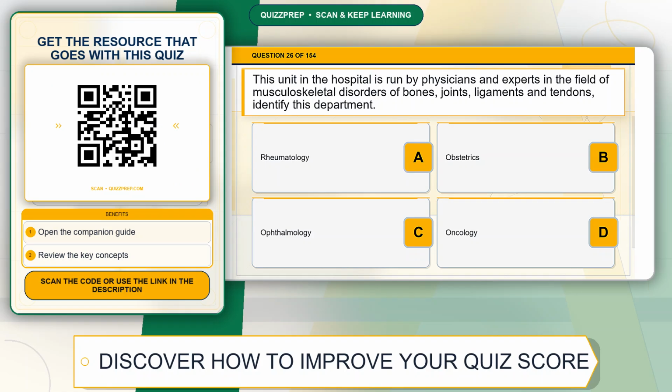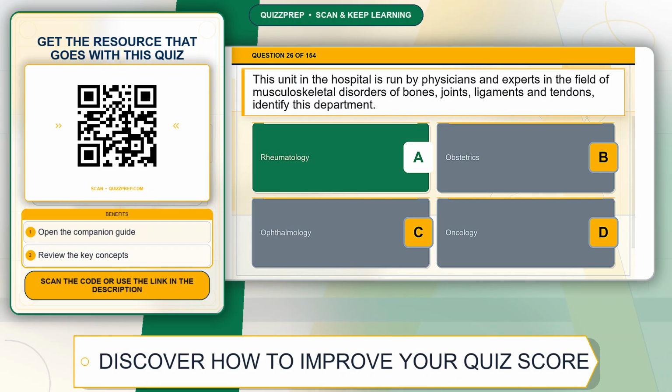Question 26. This unit in the hospital is run by physicians and experts in the field of musculoskeletal disorders of bones, joints, ligaments and tendons. Identify this department. Option A, rheumatology. Option B, obstetrics. Option C, ophthalmology. Option D, oncology. The correct answer is option A, rheumatology.